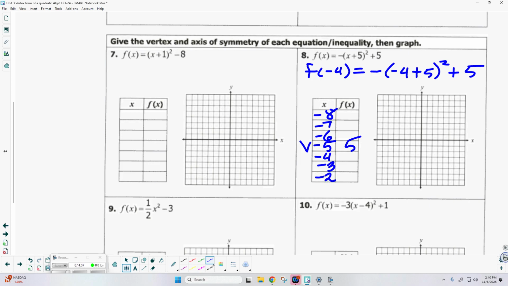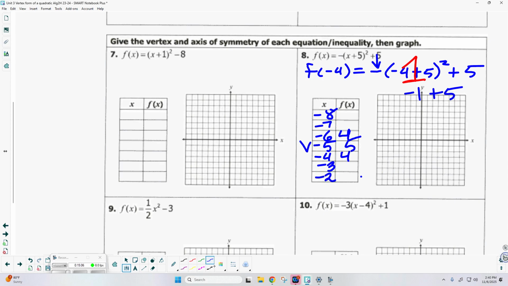Okay. Now just follow through your order of operations. Let's start with the parentheses. What's a negative 4 plus 5? Okay, so that's 1. 1 squared is 1, and now I apply the negative. That's the last thing. So this is a -1 plus 5, so it looks like I'm getting what? 4. So that means -6 will also give me 4. Okay, remember, you're still seeing that symmetry. Okay, so we know how to do that.